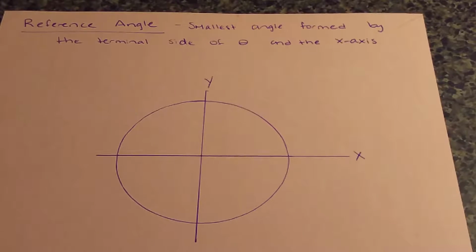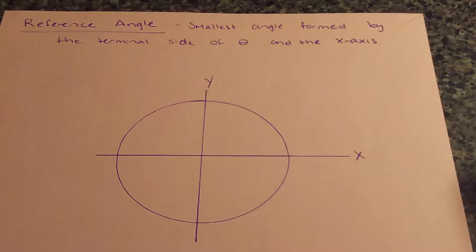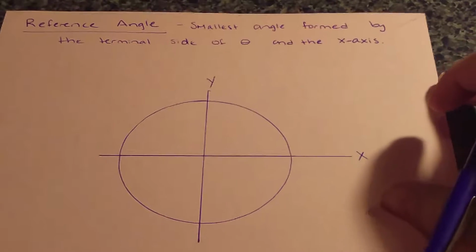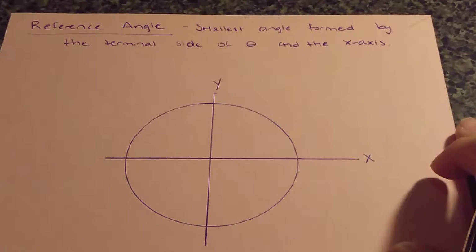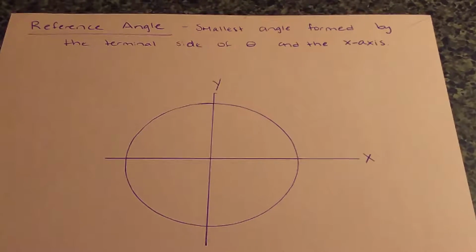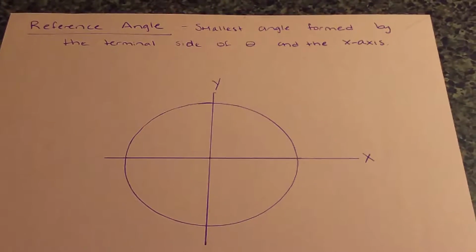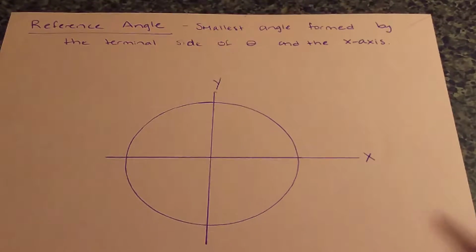By definition from our notes, the reference angle is the smallest angle formed by the terminal side of theta and the x-axis. So first you would need to know what terminal side means, and I explained that in the video called definition of terminal point or something along those lines. So once you've watched that video and you understand what terminal side of theta means, this one will be much more simple.